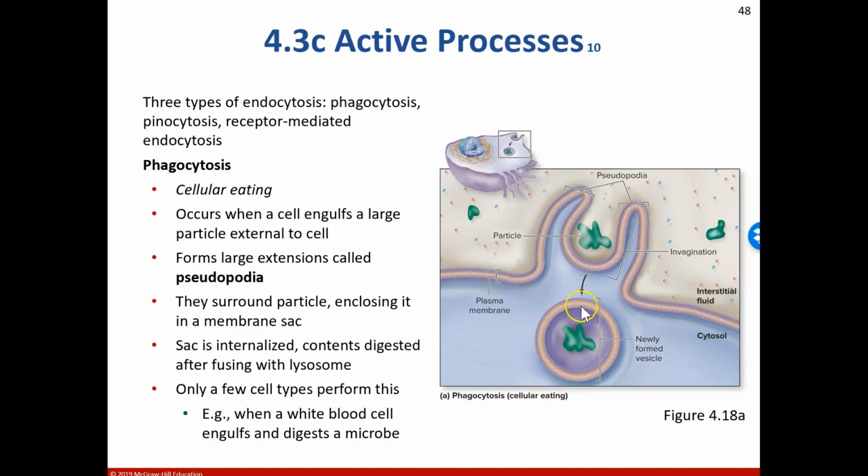This sac is then internalized, and the contents would be digested after fusing with another cellular structure called a lysosome that contains digestive enzymes. And only a few cell types are able to perform this, such as white blood cells, like our neutrophils and macrophages, if you've heard of those types of cells, and will digest microbes as well.